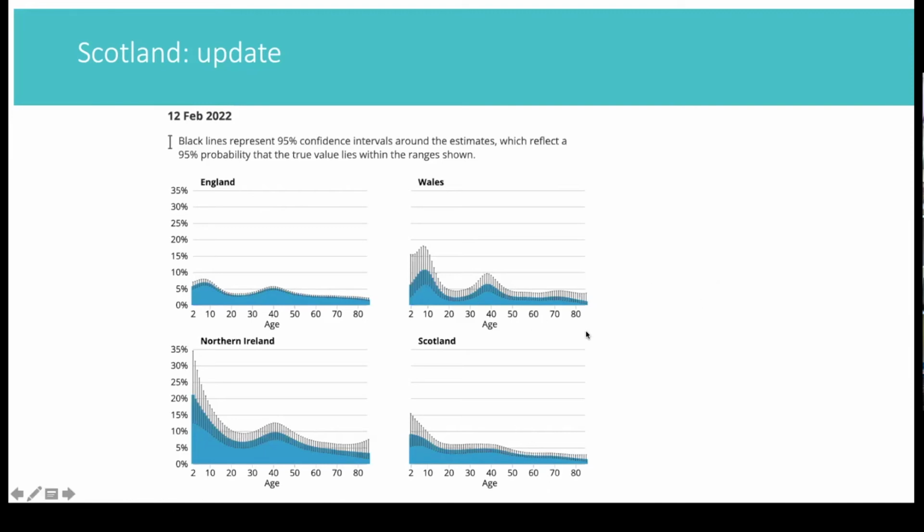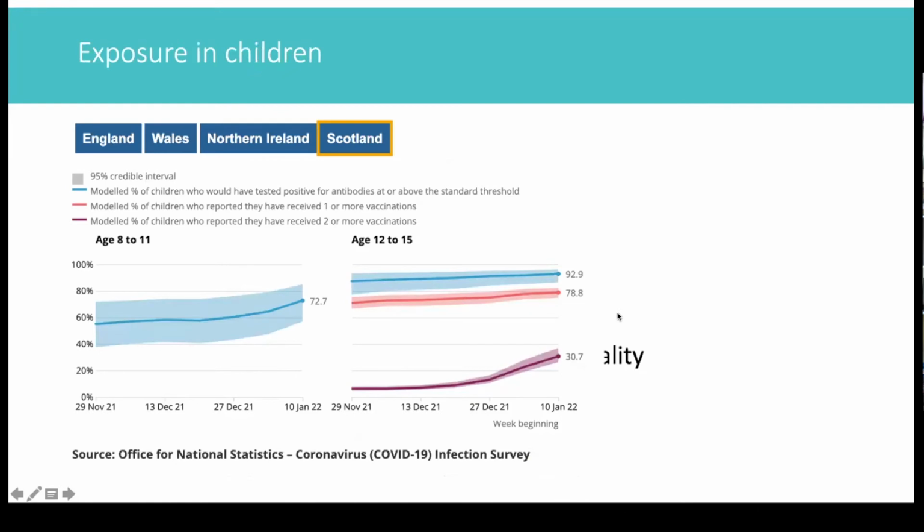And that's really concerning, and also shows how much we miss in children with routine testing, because you can see infections in children are higher than all other age groups right now. And this is looking at Scottish data, which is actually quite similar to data from England.